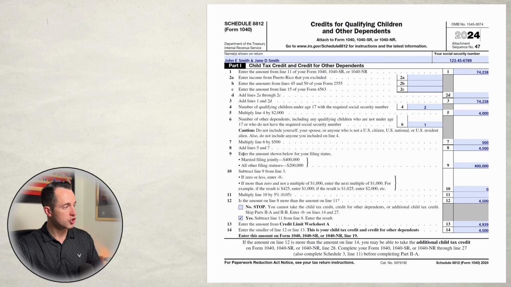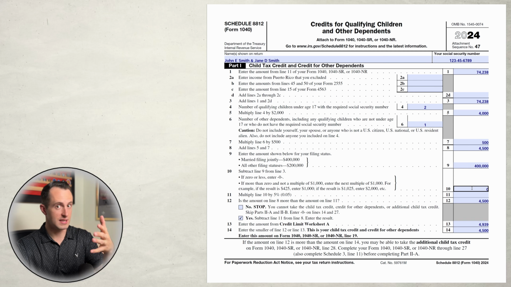So enter the amount shown based on your filing status. Married filing jointly is going to be 400,000. All other filing statuses is going to be 200,000. So we're going to drop 400,000 in here, and then line 10. We're going to subtract line 9, which is right here, from line 3, which is up here. Now, if the amount is 0 or less, enter 0, which is the case here.